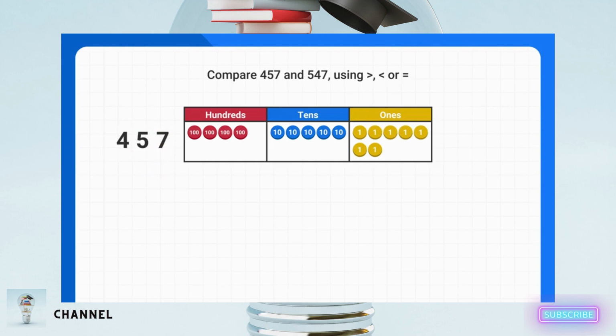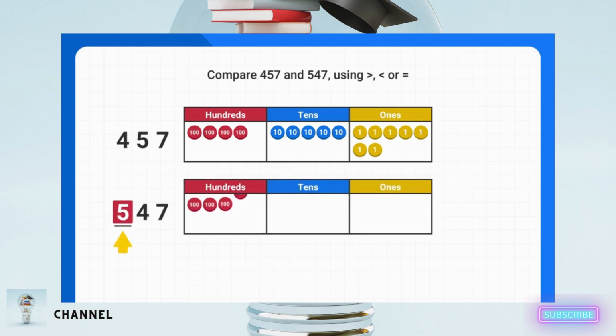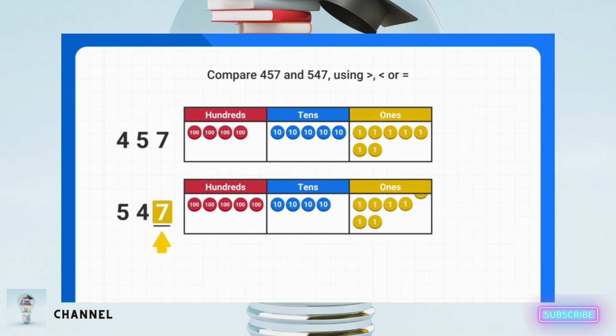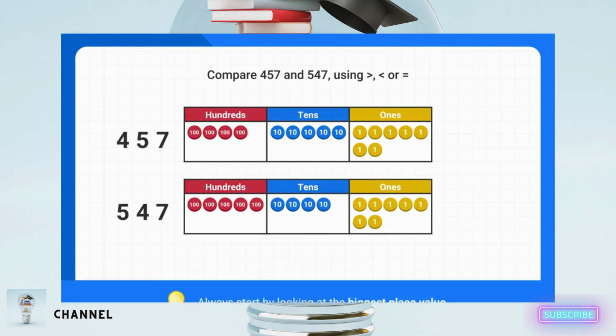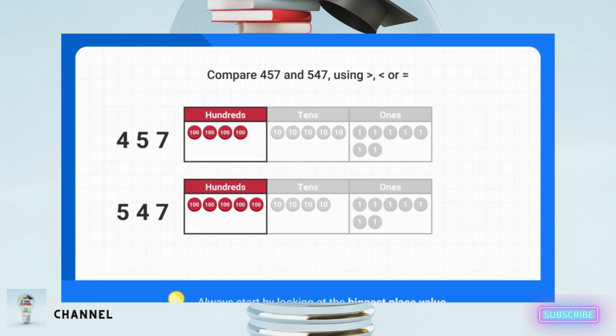Right below that, let's make our number 547. I'll use 5 hundreds disks, 4 tens disks, and 7 ones disks. When we do this, we can see the differences between the numbers. When comparing numbers, it makes the most sense to compare the largest place value first, because each hundred is worth a lot more than a 10 or a 1.